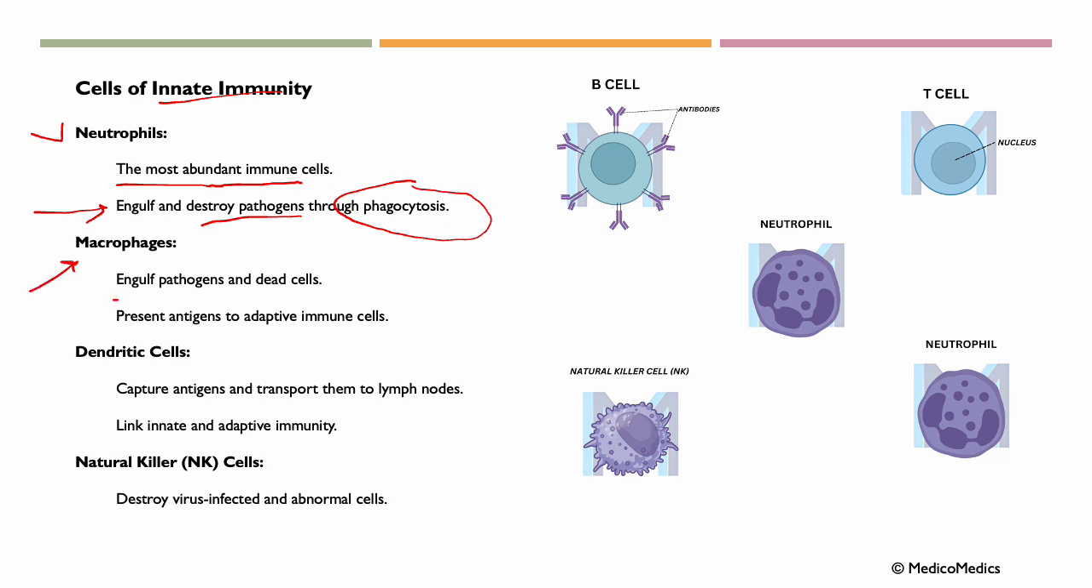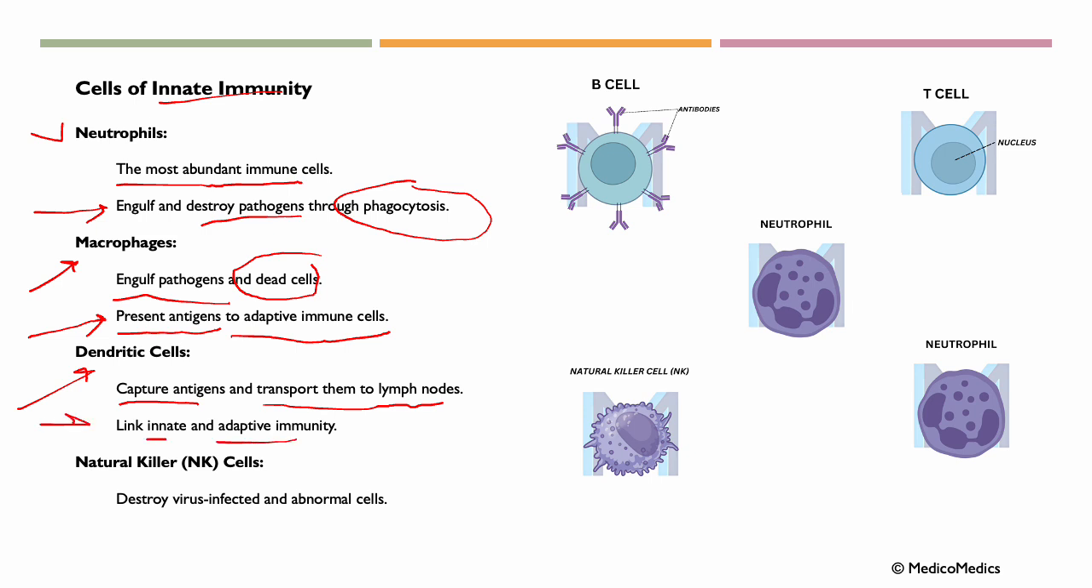Then we have the macrophages, also involved in engulfing pathogens and dead cells. They are also antigen-presenting cells, so they present the antigen of the pathogen that has been broken down to our adaptive immune cells. Furthermore, we have dendritic cells. These help capture antigens and transport them to lymph nodes. They are also crucial in linking together our innate and adaptive immunity. And finally, we have natural killer cells. These are mainly involved in destroying virus-infected and abnormal cells.